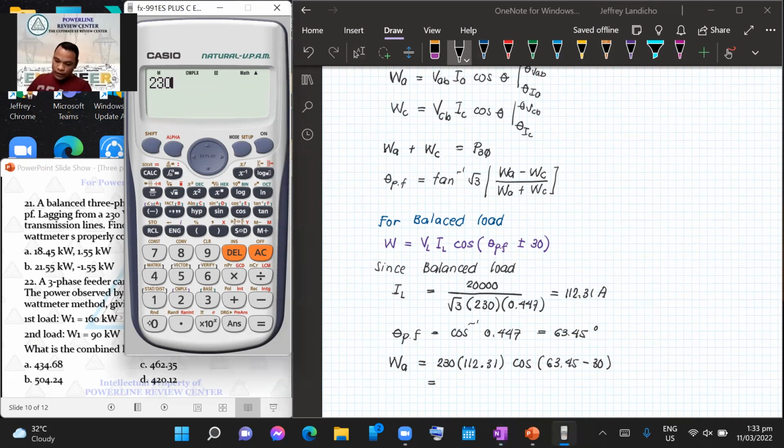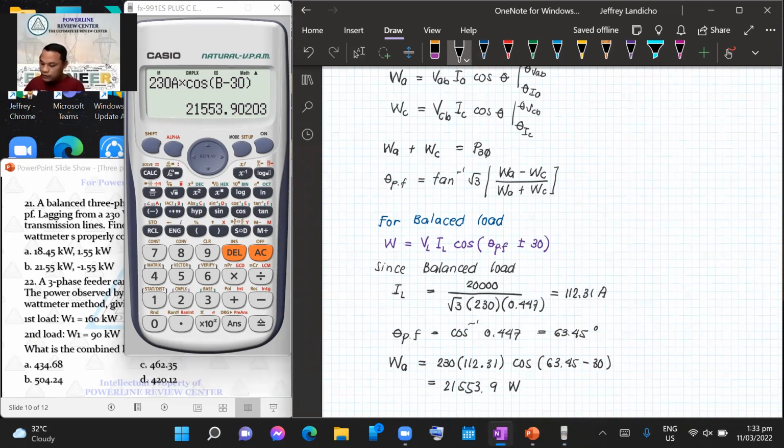So, you have 230 times A times cosine of B minus 30. Stored ko muna ito, shift stored B para diretso ako mamaya. So you have 21,553.9 watts, or this is approximately 21.55 kilowatts. So that is the first reading.